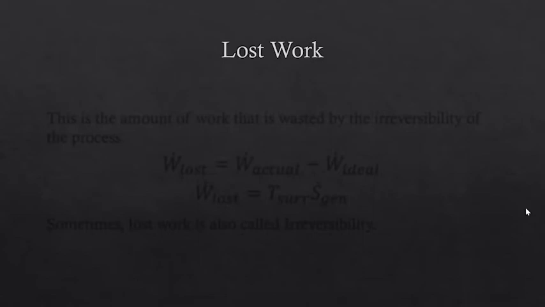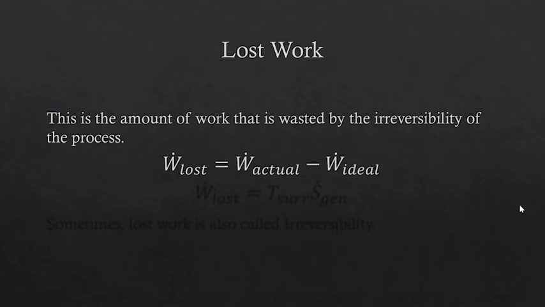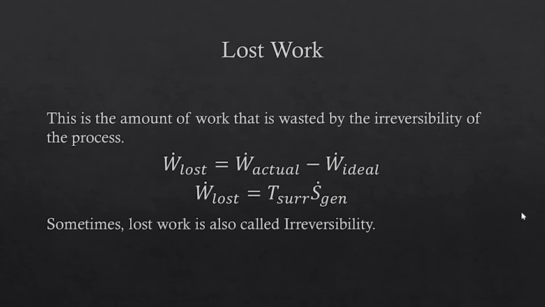Given the definition of ideal work, we can now define the amount of lost work. Lost work is the work that is wasted by the irreversibility of the process. This is simply the difference between the actual work and the ideal work. For reversible systems, there is no lost work. Lost work is also called irreversibility, and it can be determined from the product of the surrounding temperature and the rate of the entropy generation.